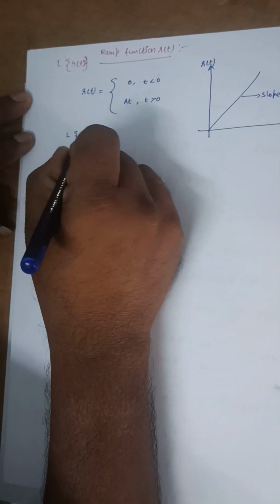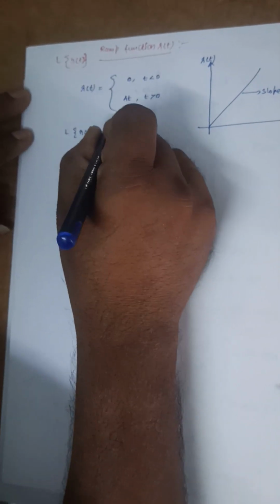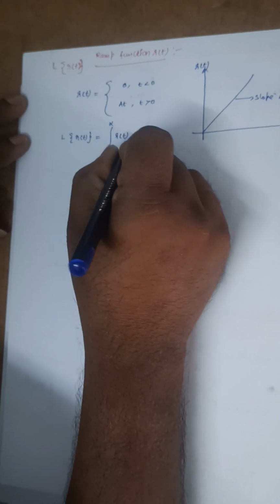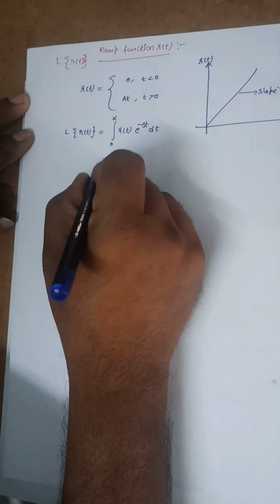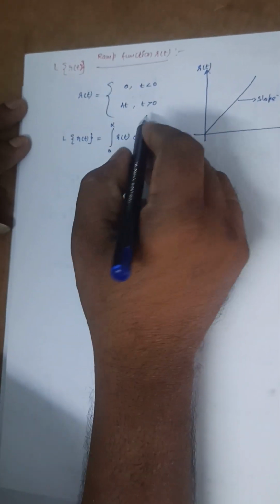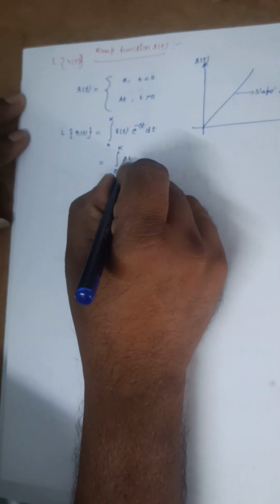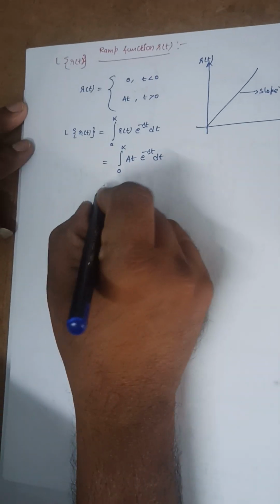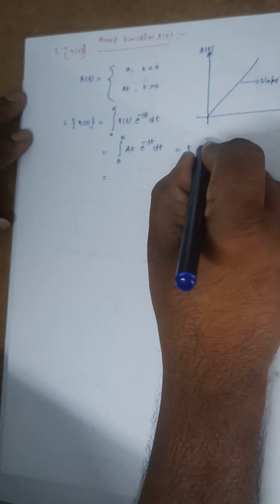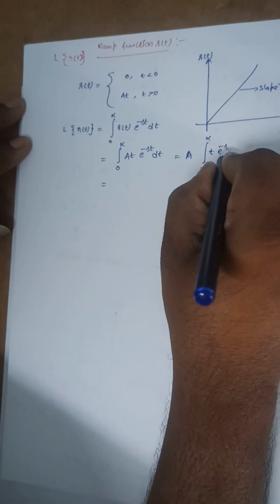Now the Laplace transform for r of t is equal to the integral 0 to infinity r of t into e power minus st dt. Here 0 to infinity means t greater than 0. So it is at e power minus st dt. A is constant, we can take it out from this integration. So a into integral 0 to infinity t e power minus st dt.